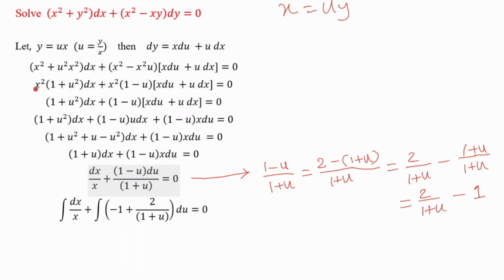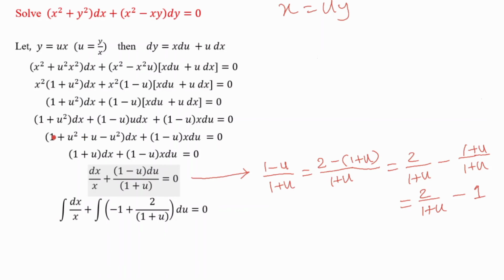Now we divide this equation by x squared, so the x squared will cancel. Then we get 1 plus u square dx. Here we get 1 minus u x du plus u dx. Now we can simplify this part. So we multiply 1 minus u by this term u dx. Similarly, we multiply 1 minus u by these terms. After simplification, we get this one.